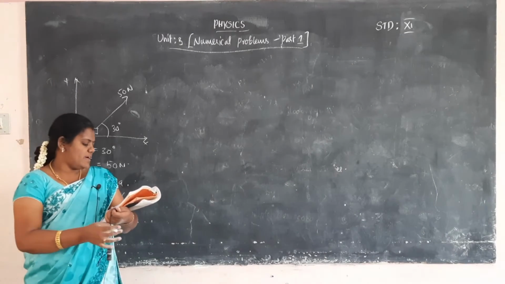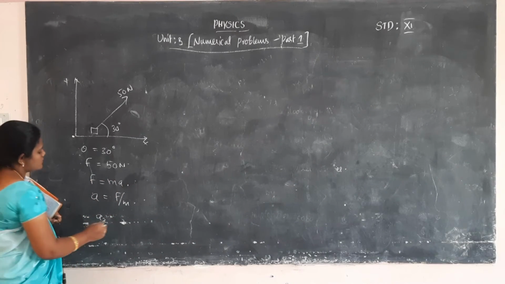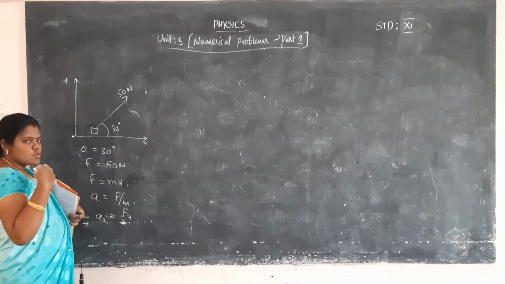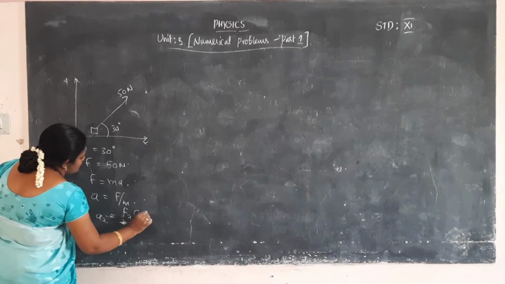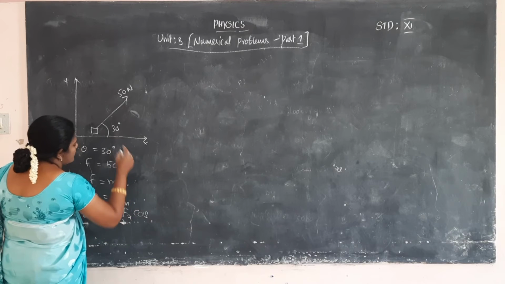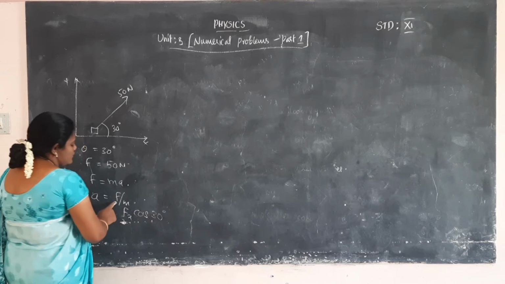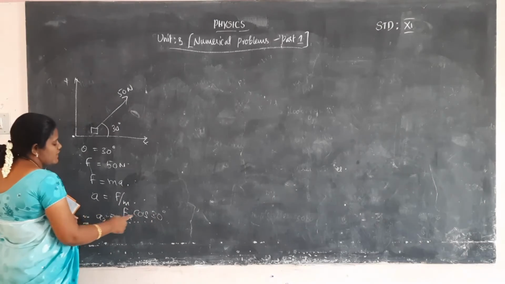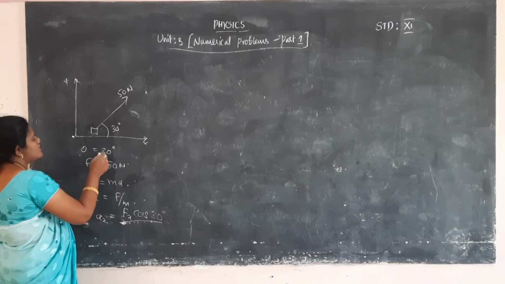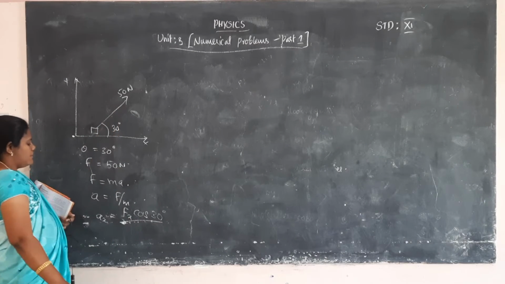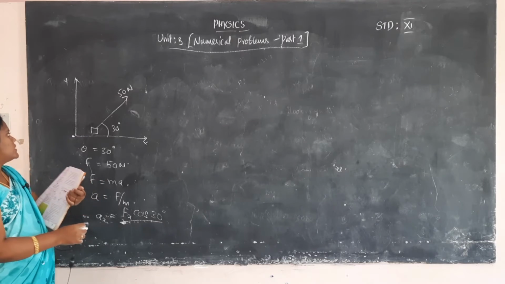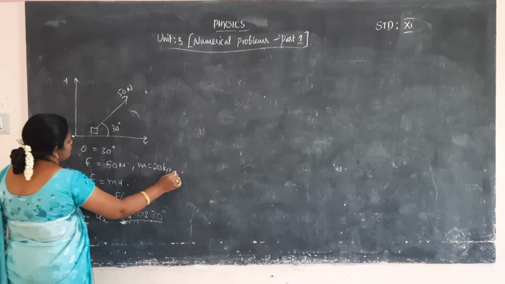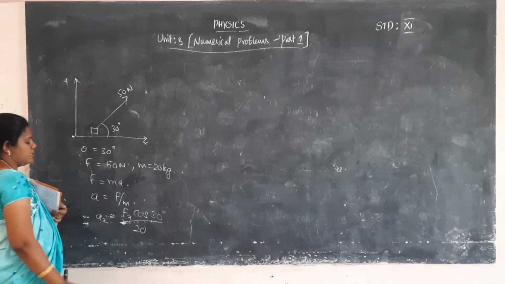What is the horizontal component of acceleration? For the force in the x-axis, the horizontal component, we have to take the cos form. So cos theta, where theta angle is 30 degrees. So Fx is F cos 30, divided by the mass. What is the mass value? That is 20 kilogram. We substitute 20, so Fx cos 30 by 20.